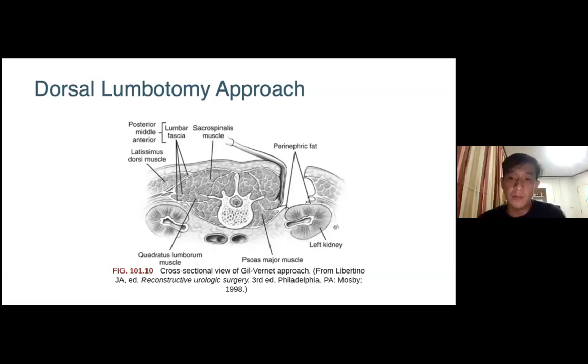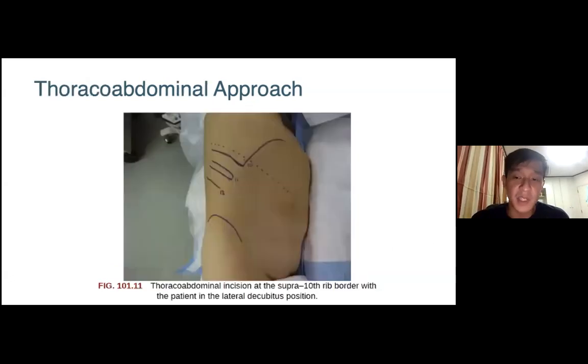So the ilioinguinal nerve at this approach should also be identified and spared. And then the next step is incising the transversalis fascia and dividing the perinephric fascia to expose the kidney. So next is the thoracoabdominal approach.